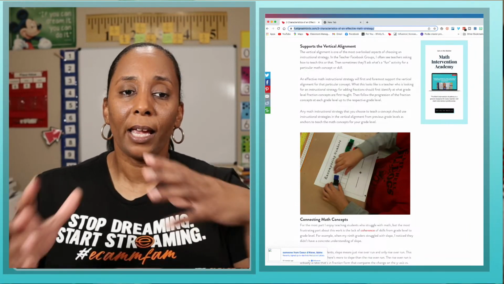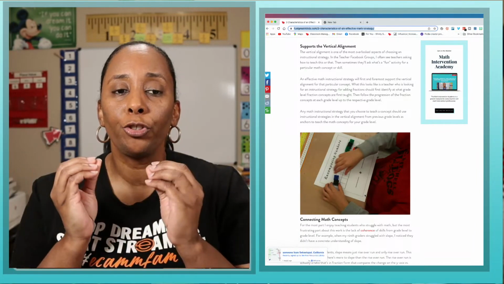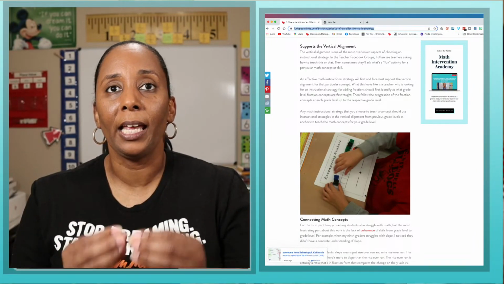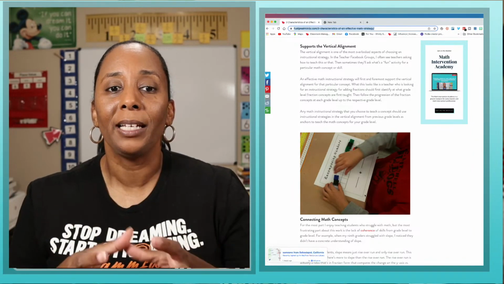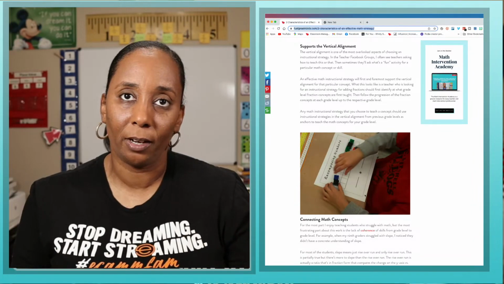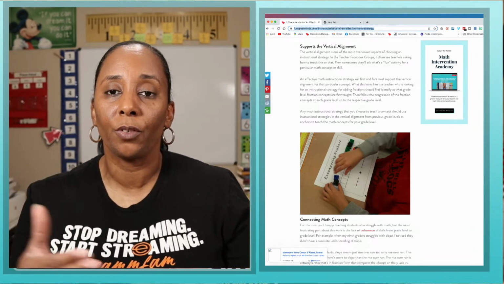But when I say it supports the vertical alignment, I'm saying that if you choose a strategy, it doesn't follow those rules that expire, meaning that it only works for that grade level. It has to be something that fits and supports the vertical alignment.